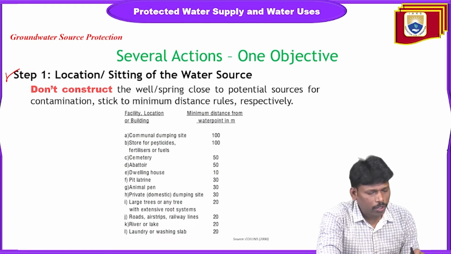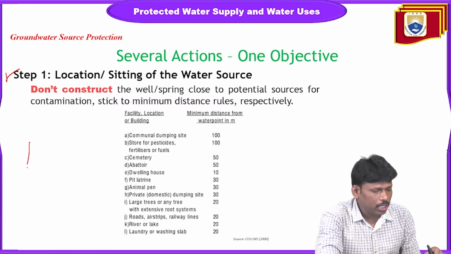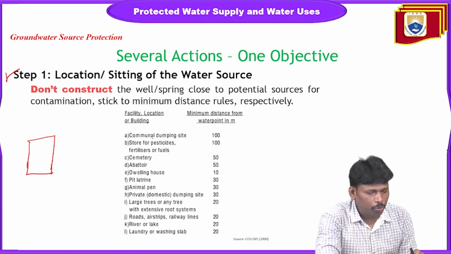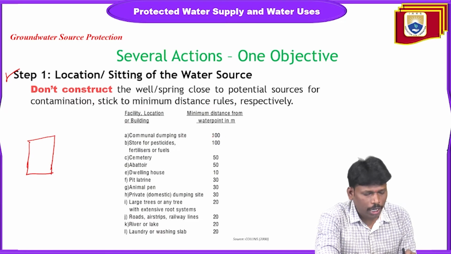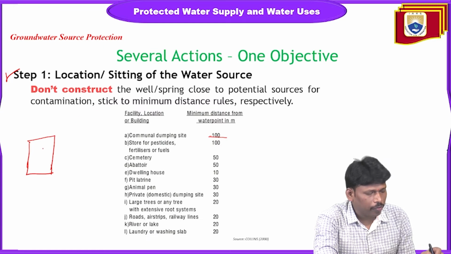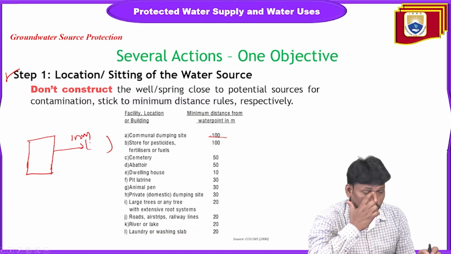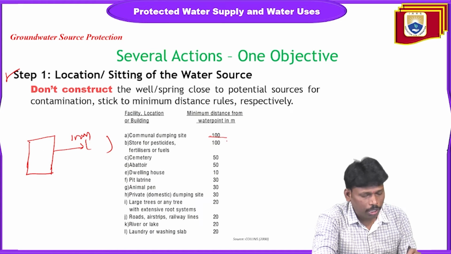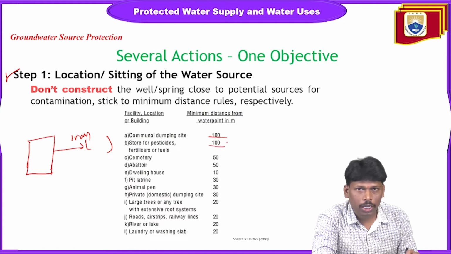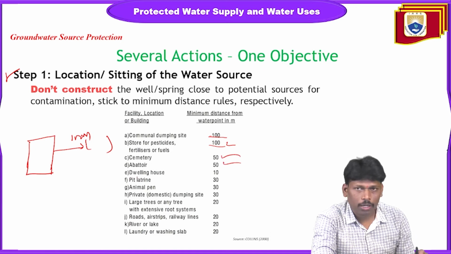For example, if this is our source of water, then for constructing a communal dumping site, we must maintain a 100 meters distance. So we can construct it here, but we should not construct within the 100 meters. Then storage of pesticides, fertilizers and fuels should also maintain 100 meters. Then cemeteries should be maintained at 50 meters distance from the source.